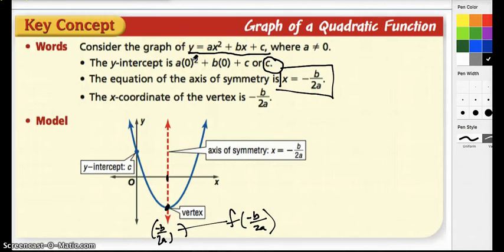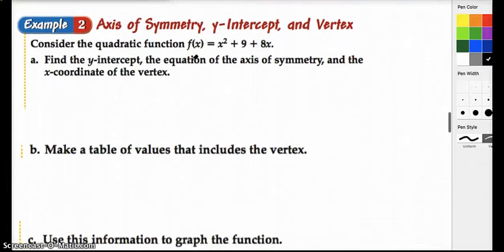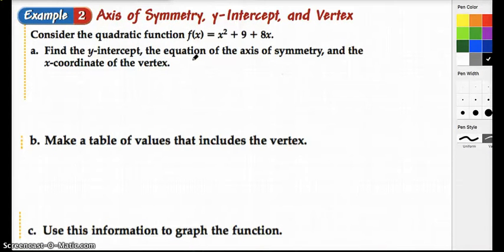Now that we know how to find the vertex, the axis of symmetry, the y-intercept, I think we're ready to start this next problem. So in example 2, the axis of symmetry, y-intercept, and vertex, we're going to find all of those things about this particular function. So it says find the y-intercept, the equation of the axis of symmetry, and the x-coordinate of the vertex. We got this. Very simple.